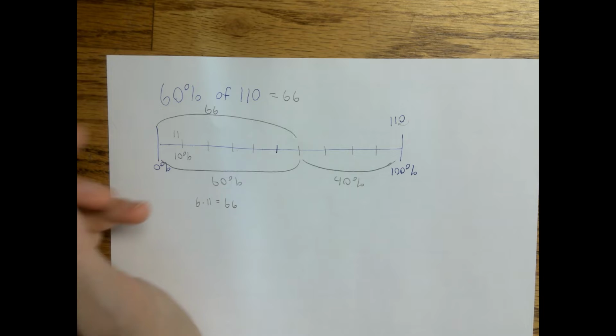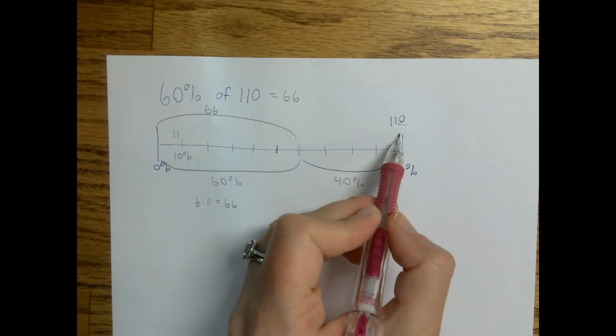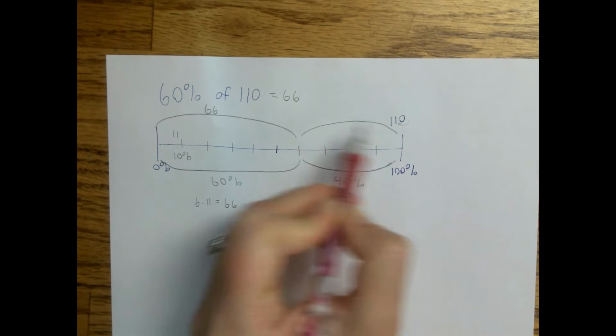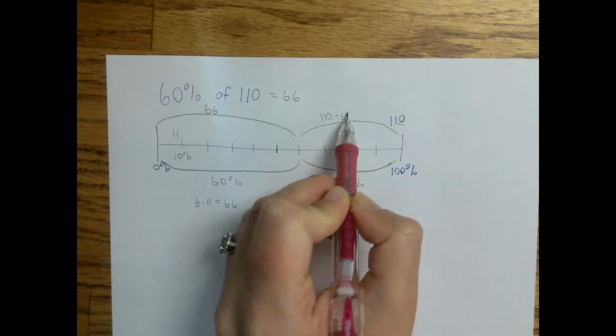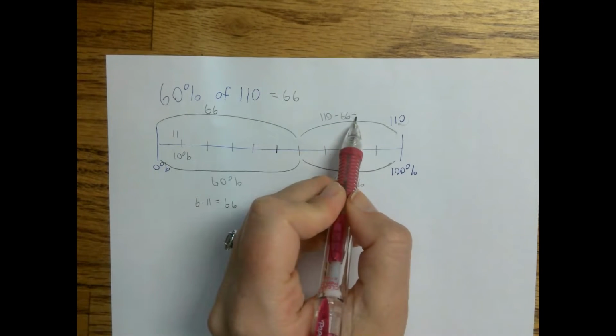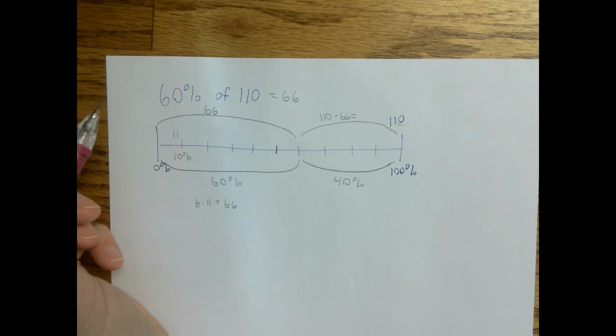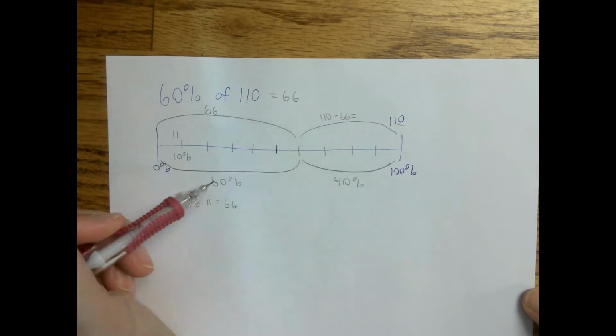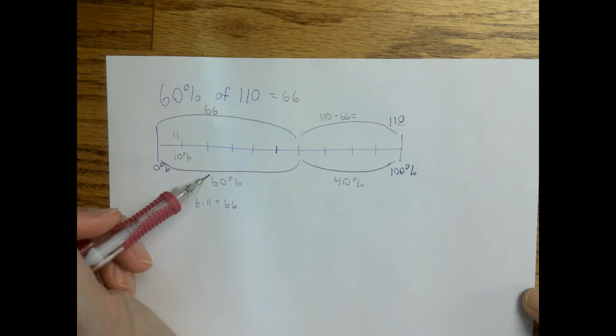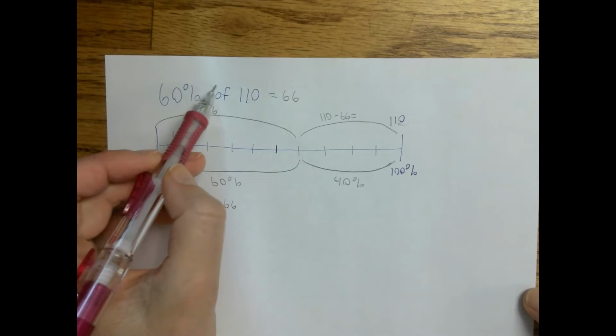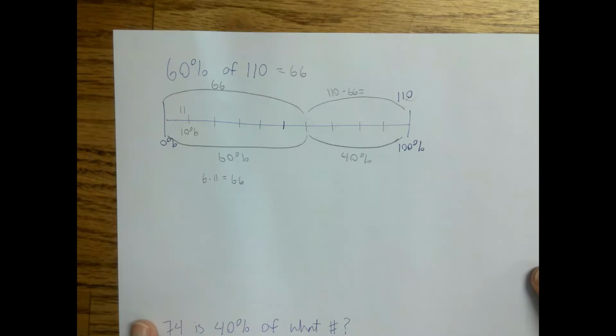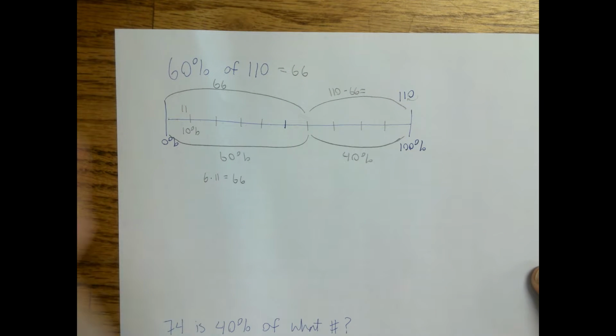Obviously you can figure out the rest by just subtracting 110 minus 66, and you'll get that answer. Another way to do it, if you don't want to draw this picture, is whenever you see the word "of," that means to multiply. So this is one way to do it.